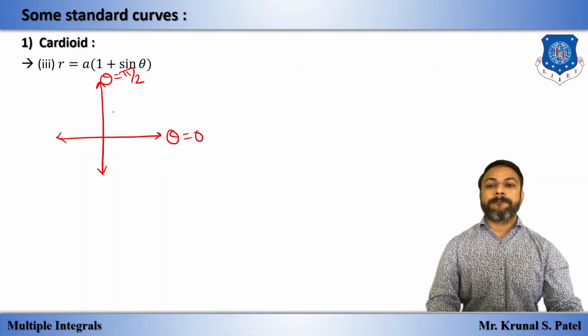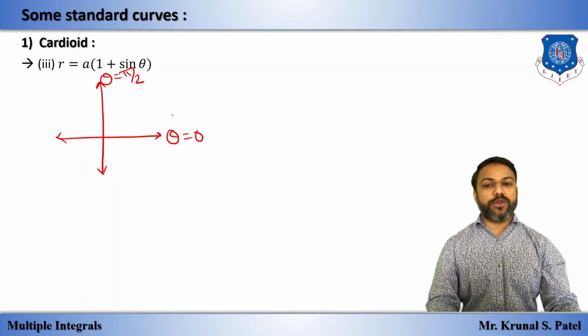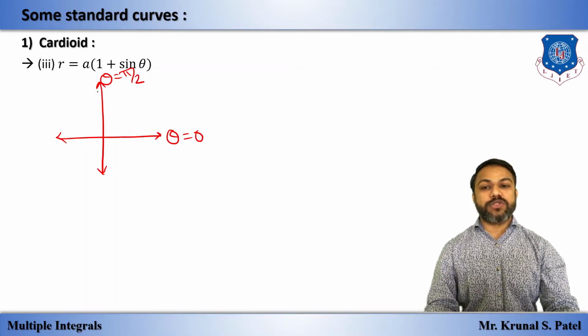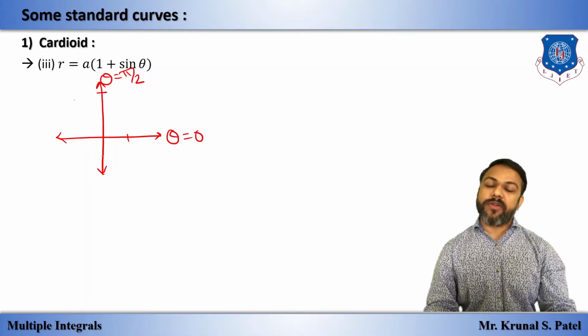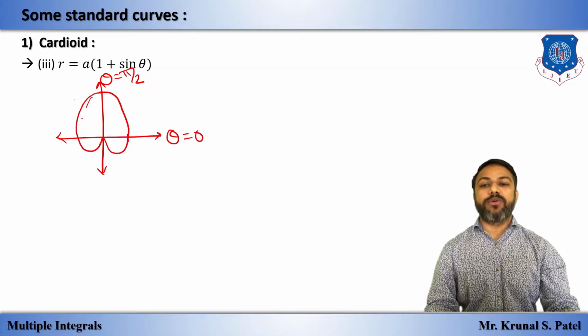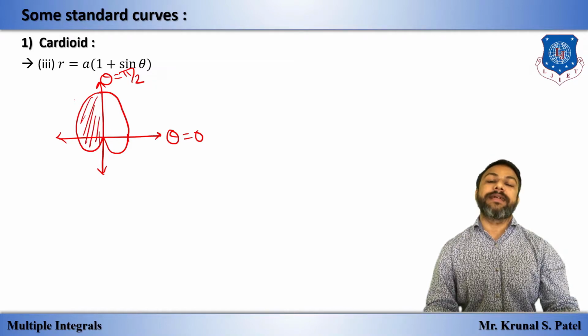Vertical line also. If you put theta equal to 0, sin 0 is 0, so we have a. At pi by 2, it is 2a. Sorry, it is 2a; that one was a. And at 3 pi by 2, sin of 3 pi by 2 is minus 1, so it is 0. So we have this cardioid. Okay, this shape. It is symmetric about this vertical line right now.